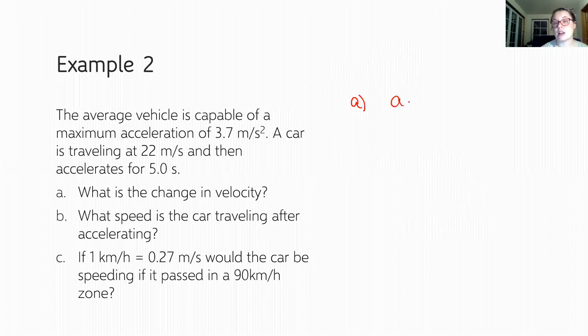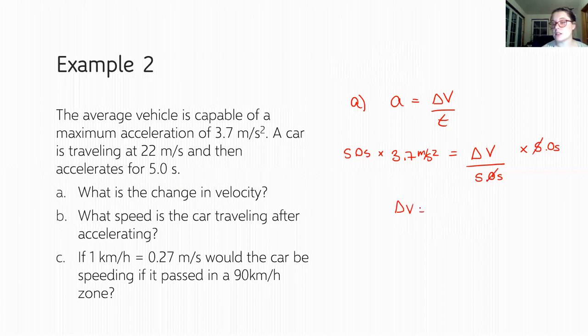Well, our equation says acceleration is equal to the change in velocity divided by time. We know that our acceleration was 3.7, and our change in velocity is what we're looking for, divided by 5 seconds. I want to get rid of the 5 seconds, so I'm going to multiply both sides by 5 seconds. They cancel, and our change in velocity is equal to 5 seconds times 3.7, which leaves us with 18.5 meters per second. That's my change in velocity.